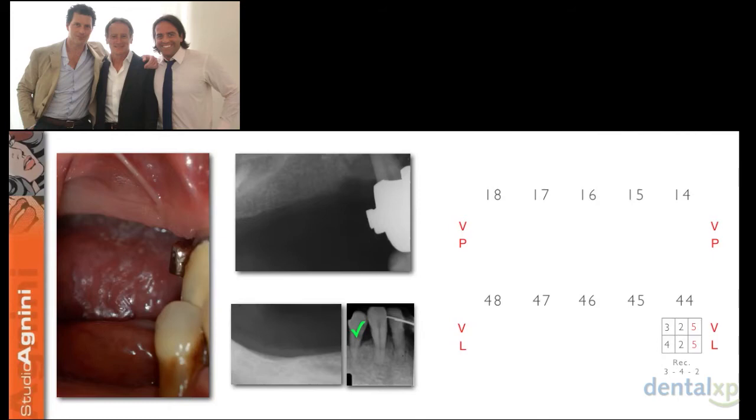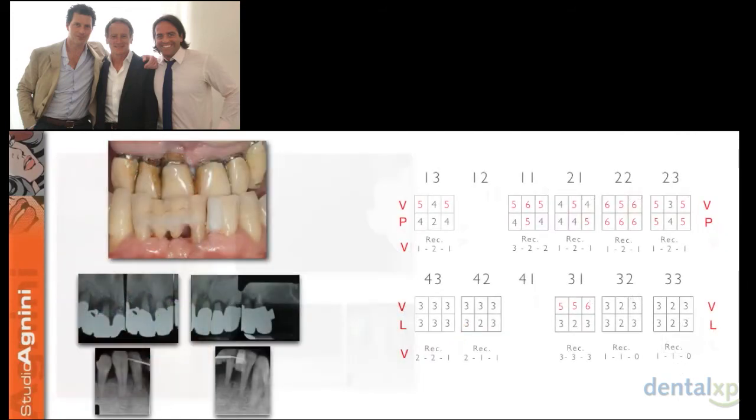probing evaluation, bleeding evaluation, recession evaluation. Same thing in the front area of the patient. We evaluate the recession, we evaluate again if there are any probings, we evaluate if there is bleeding, and we can see, for this hypothesis of treatment plan that we are doing, which teeth are questionable, which teeth are hopeless, and which teeth we can save. And we write this on our chart.